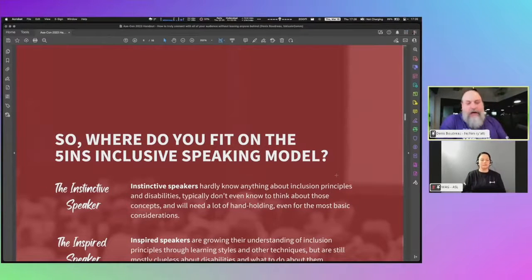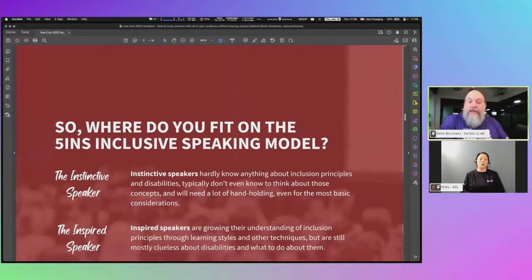Instinctive speaker, as an example, would be someone who hardly knows anything about inclusion principles and disabilities, typically doesn't even know to think about those concepts in the first place, and will need a lot of handholding even for the most basic considerations. Honestly, that's a lot of speakers out there that you see in conferences all the time. We've seen those folks many, many times over, and we've actually been those folks. I was that person 20 years ago when I didn't take that microphone. And we all begin there.